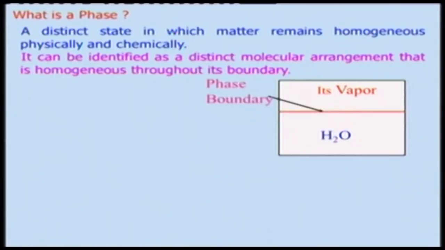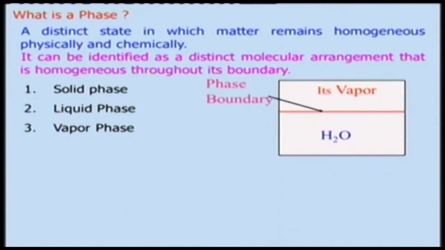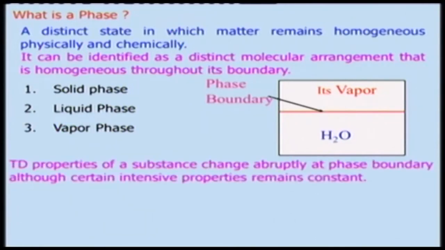As I told, the ice will be solid, so it will have a distinct boundary, and that boundary which separates it from its liquid, we call a phase boundary. For example, I will take another example, this is water and its vapor, and this is your phase boundary, where water can be converted into vapor, and there is a water level you can see, and that itself will be known as the phase boundary. So, the phase can be broadly divided into three categories. One is solid phase, liquid phase and vapor phase, right. And thermodynamic properties of a substance change abruptly at the phase boundary, right, yes or no?